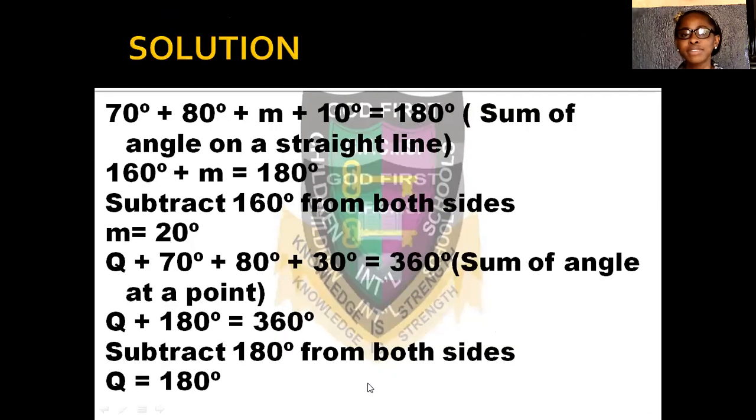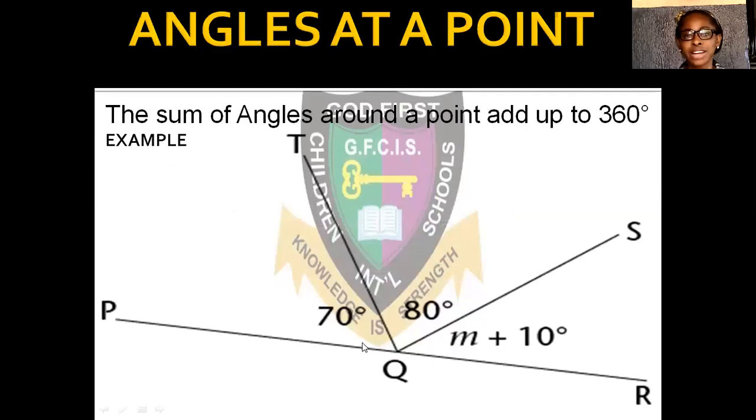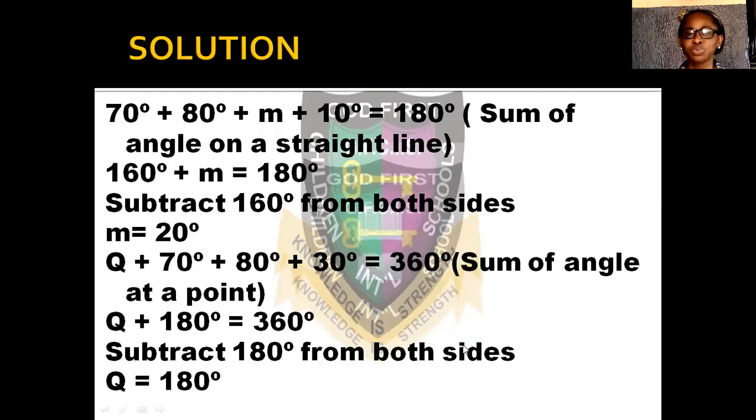So let's find the value. Solution: we have 70 degrees plus 80 degrees plus n plus 10 degrees. So let's go to our diagram. This is n plus 10 degrees, 80 degrees, 70 degrees. Before we find the value of Q, let's find the value of n. So now, move ahead.